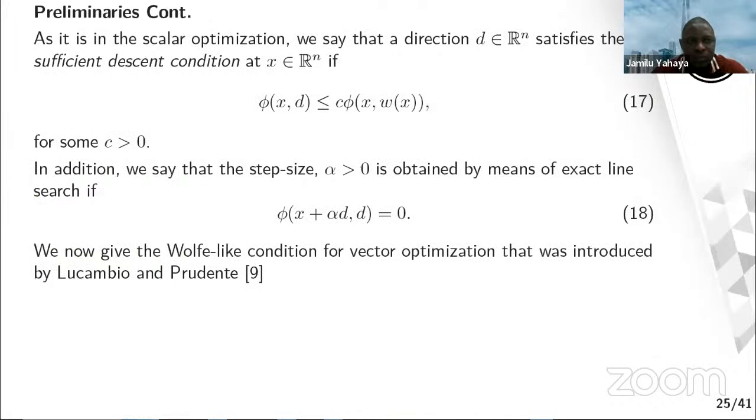Sufficient descent. I think this should be for the vector setting, right? Yeah, that's why I said, as it is in the scalar optimization, this one is, I'm just giving a kind of vector extension of this particular sufficient descent condition. Okay, I didn't understand it. I thought you were referring to the scalar as this. No. All right, I've already explained the scalar one.